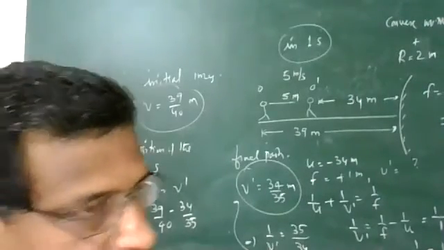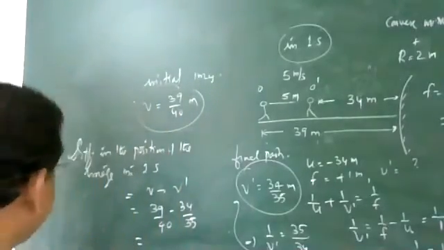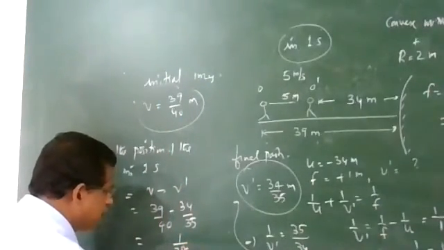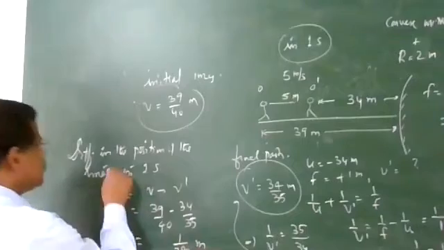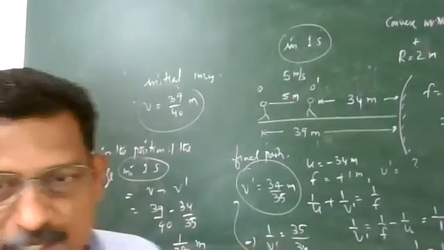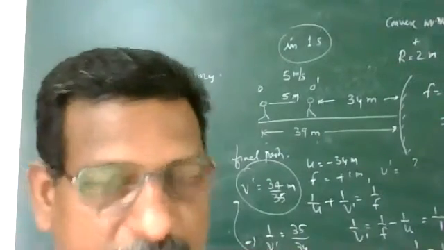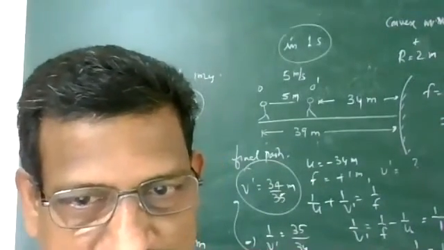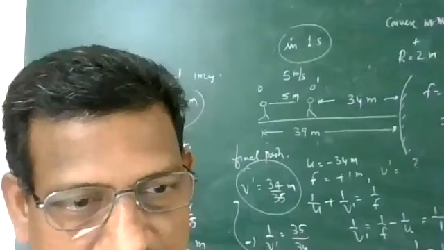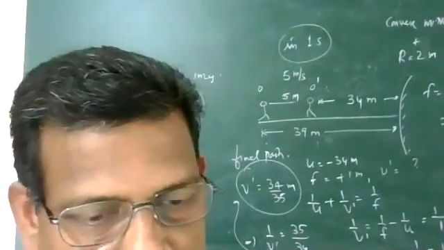1 by 280. Loudly. 1 by 280. This value is 1 upon 280 meter. So this is the change in position of the image in 1 second. In 1 second, the image travels a distance of 1 upon 280 meter. So what is the velocity or speed of the image in the mirror?